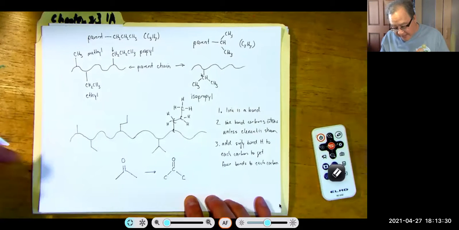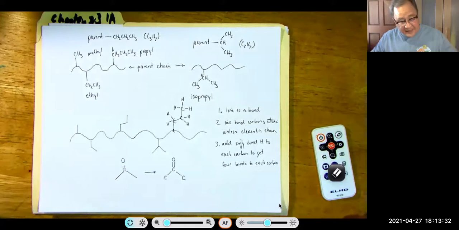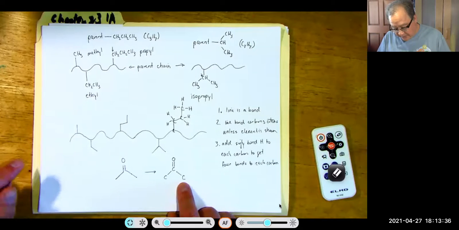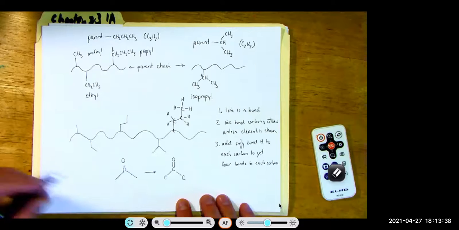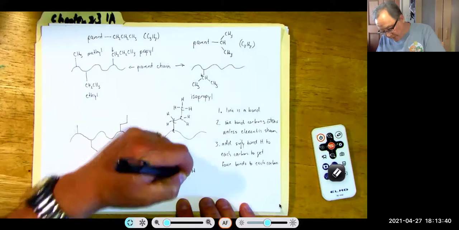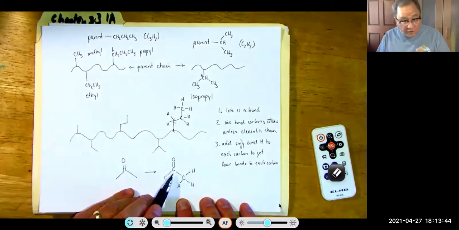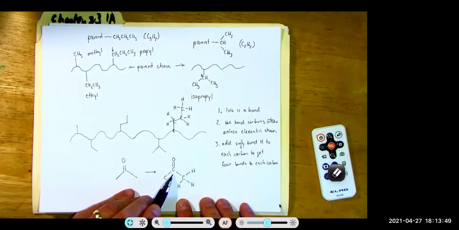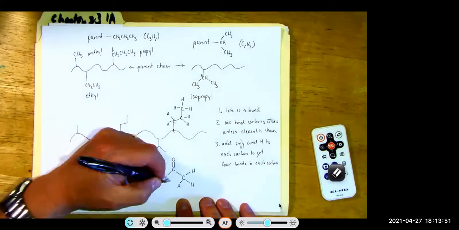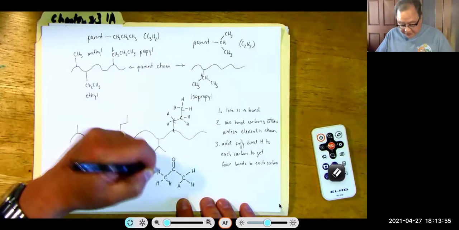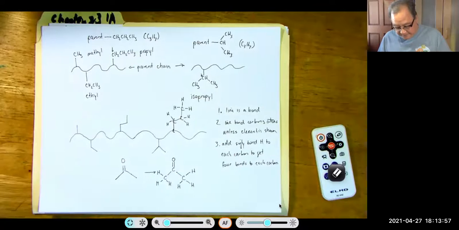Okay, so now we have to add hydrogens to this to make it complete. Do you see that this carbon only has 1 bond? Yeah, it needs 3 hydrogens. So 3 hydrogens, and there we go. Do you see how this carbon has 4 bonds? No hydrogens. And this one has 3 bonds, so we add 3 hydrogens, and here's the molecule.